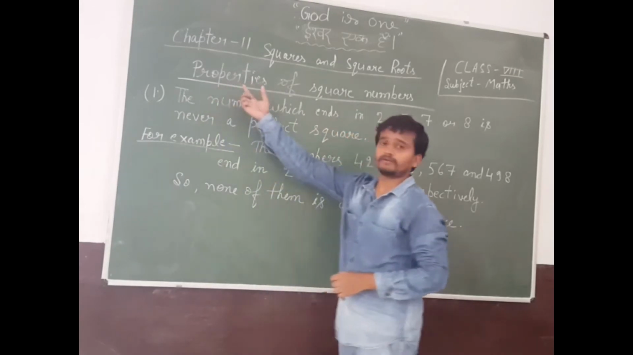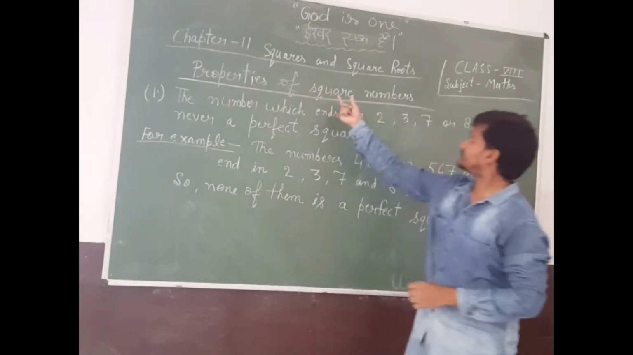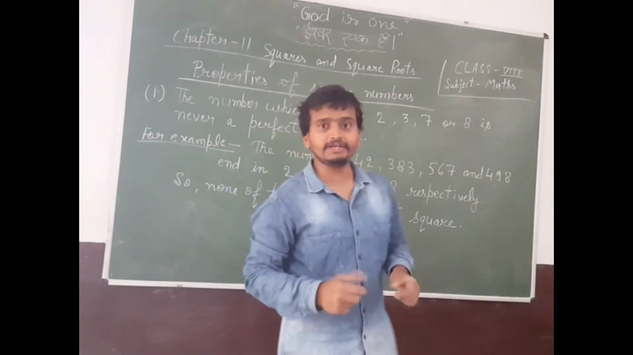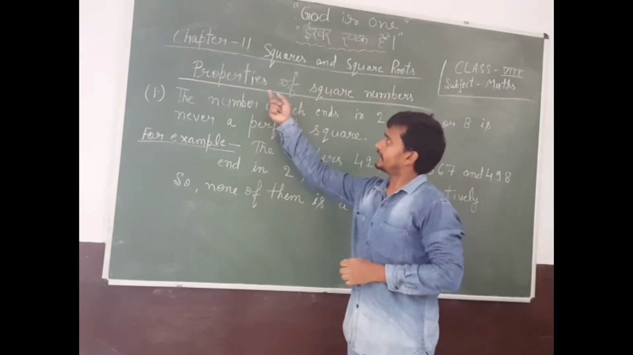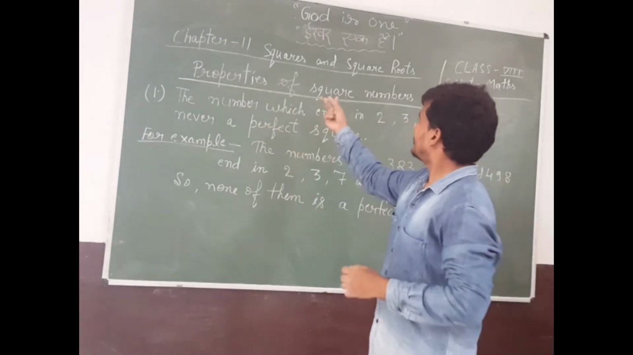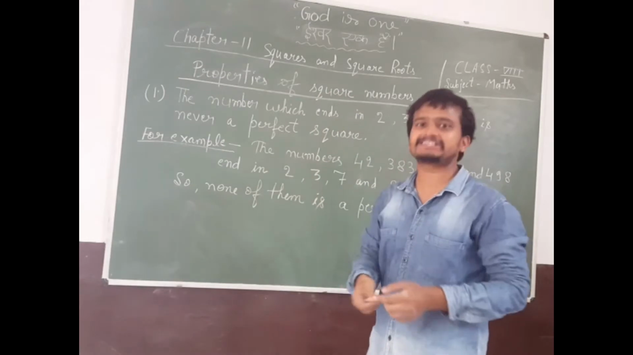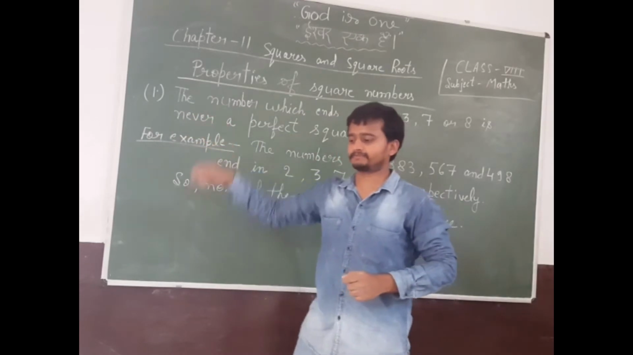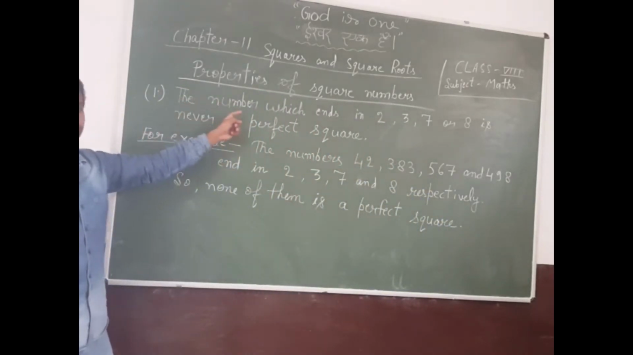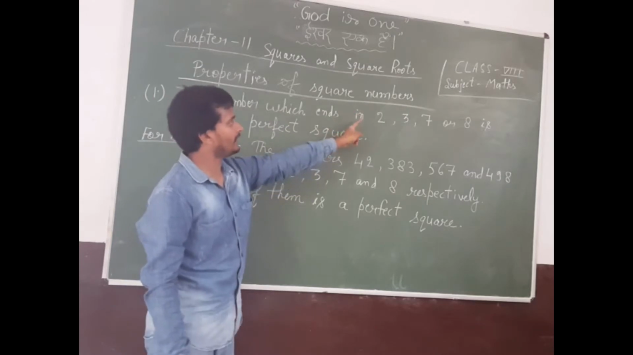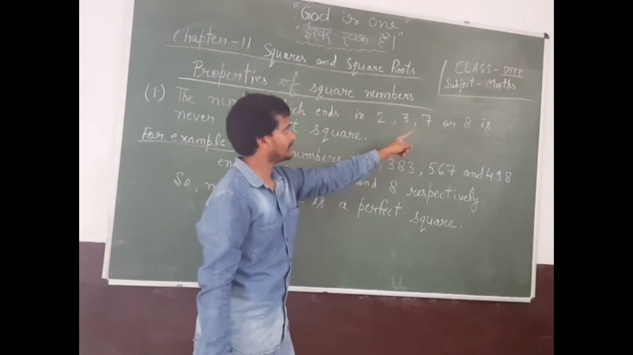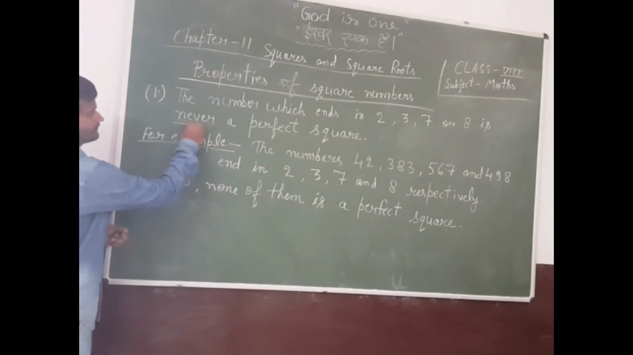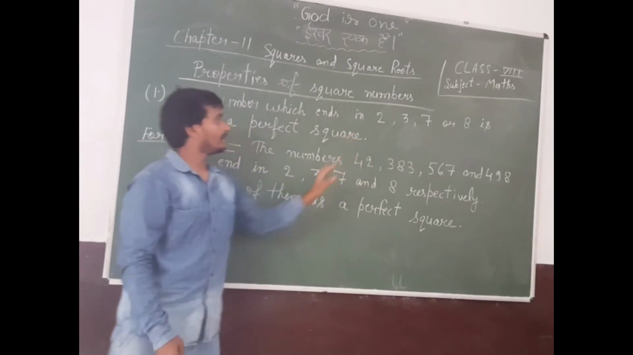Today we will study the properties of square numbers. First of all, what is the need of properties? If we know the properties of square numbers, then we can easily solve the problems. Let us discuss the first property, that is, the number which ends in 2, 3, 7 or 8 is never a perfect square.